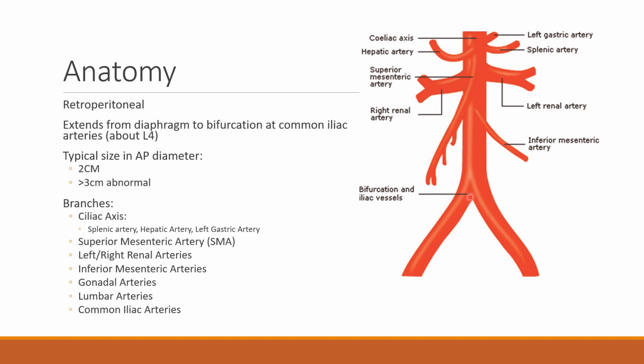And then here we have our bifurcation of our left and right common iliac arteries. So we go celiac, superior mesenteric artery or SMA, left and right renal, inferior mesenteric artery or IMA, lumbar, gonadal, and then our iliac bifurcation.